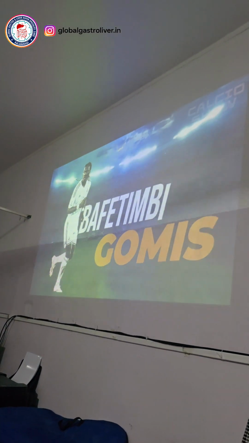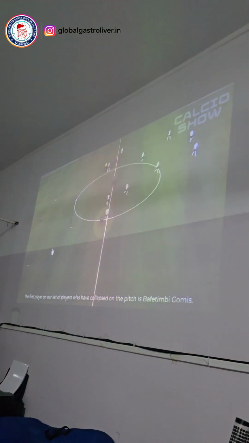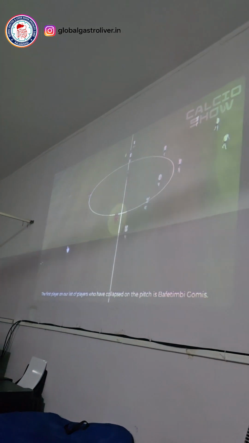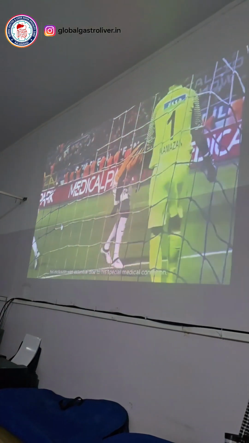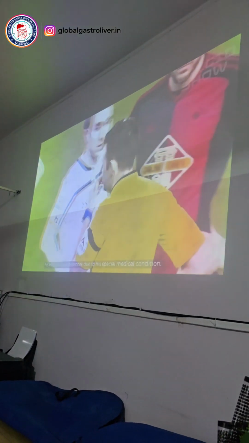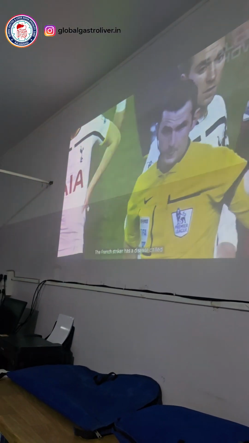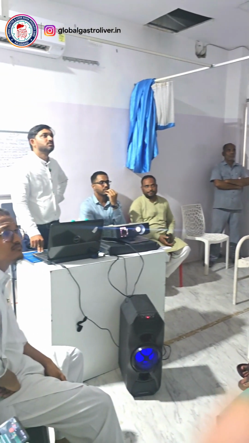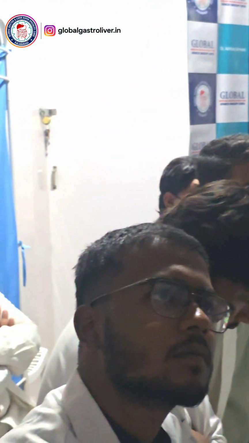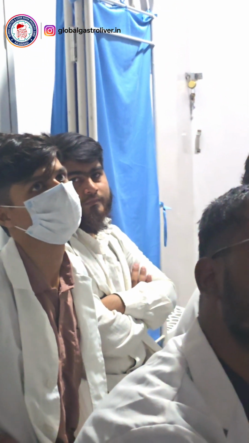Bafétimbi Gomis. The first player on our list of players who have collapsed on the pitch is Bafétimbi Gomis. Although his case is different from the others, his inclusion was essential due to his special medical condition. The French striker has a disease called reflex syncope, a special case when a person collapses during exciting or pressurized situations. Consequently, Gomis has collapsed several times on the pitch during his stints with Swansea and Galatasaray. And here's a surprise. Gomis still plays football.